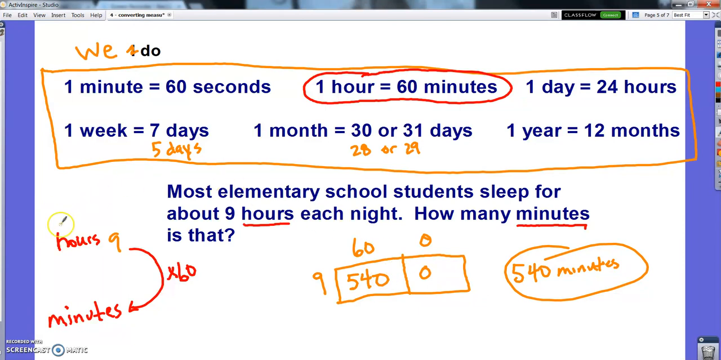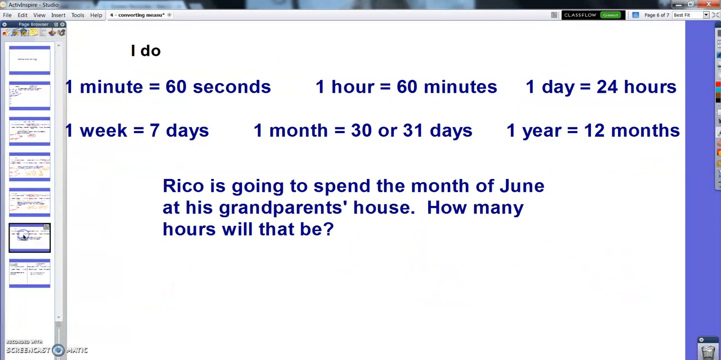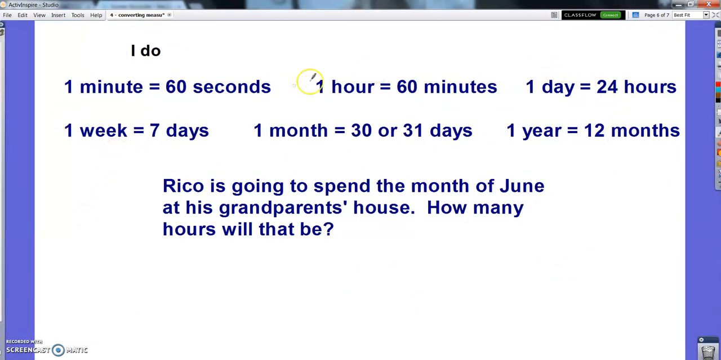And after you've written that one down, let's go ahead and do a 2 also, so you have that practice. So all the stuff at the top is the same. No need to rewrite the top. So let's talk about Rico. Rico's going to spend the entire month of June at his grandparents' house. How many hours will that be? So I want to go from months to start, and I want to convert to hours.